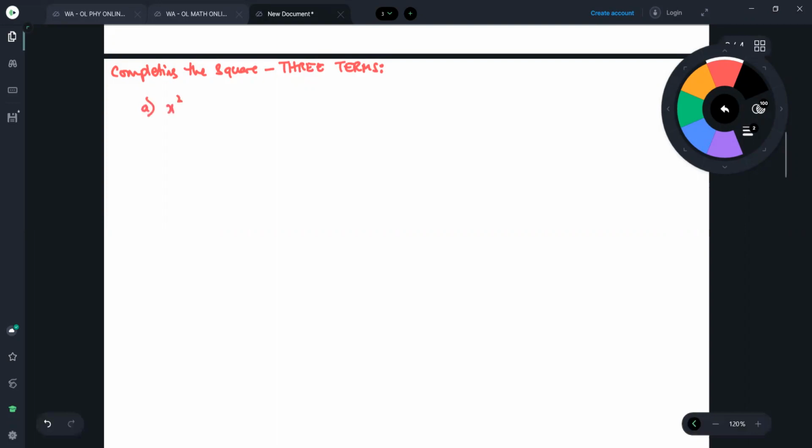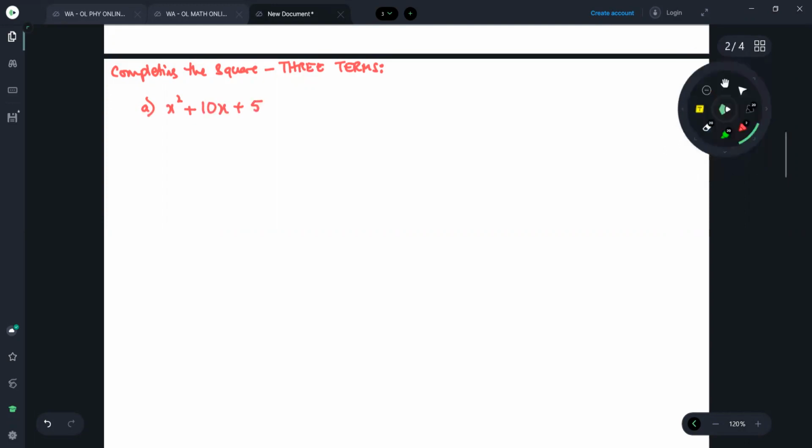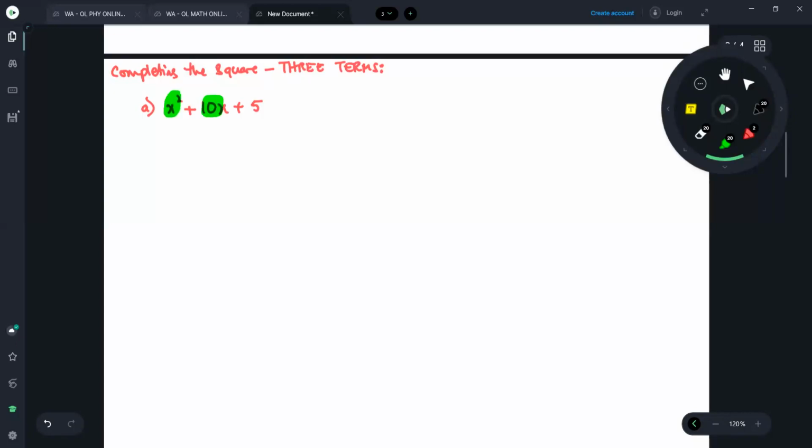Now it is x square plus 10x plus 5. Anybody could tell me how many terms you see? 3 terms. The first term is x square, the second term is 10x, and the third term is 5. Now the formula for this is x plus P upon 2 whole square minus P upon 2 whole square. Sir, this is the same old formula. Yes or no?